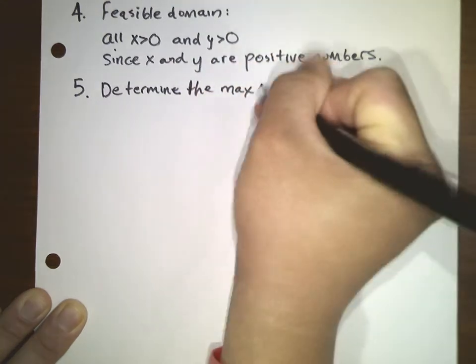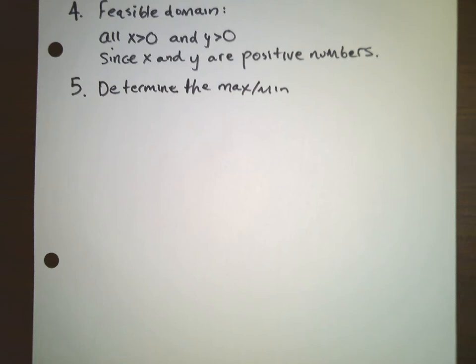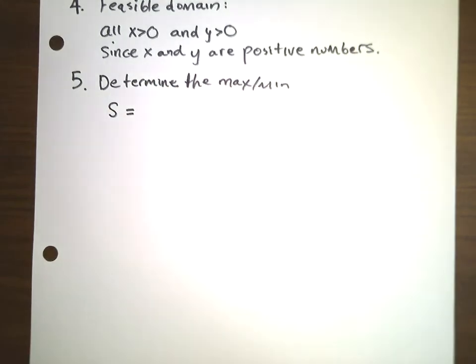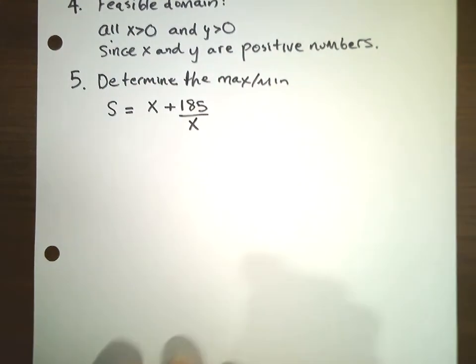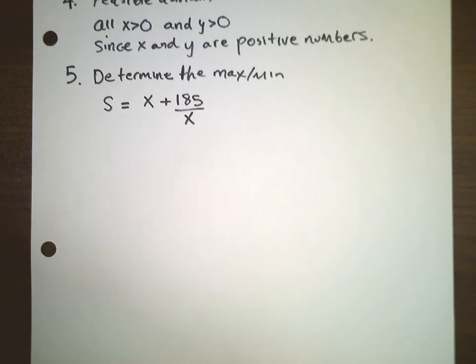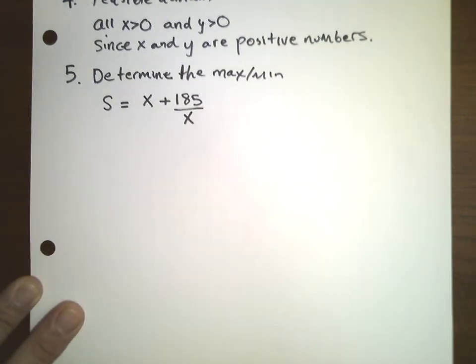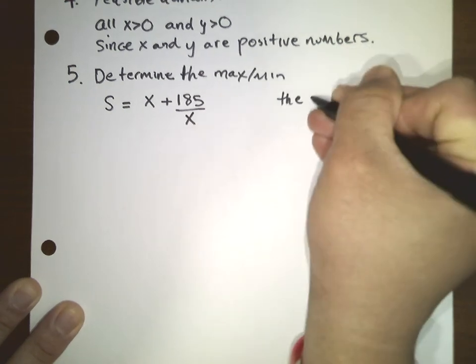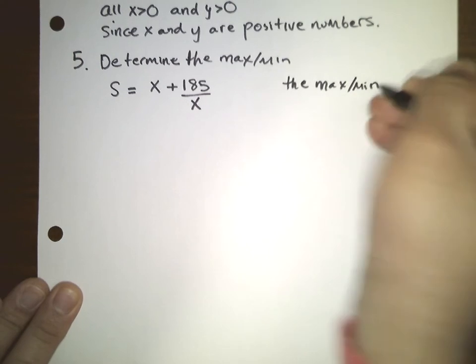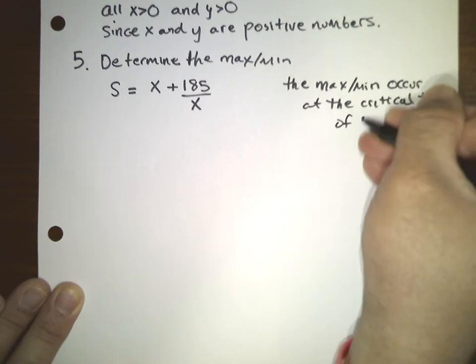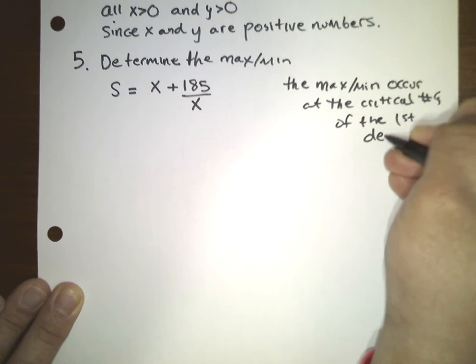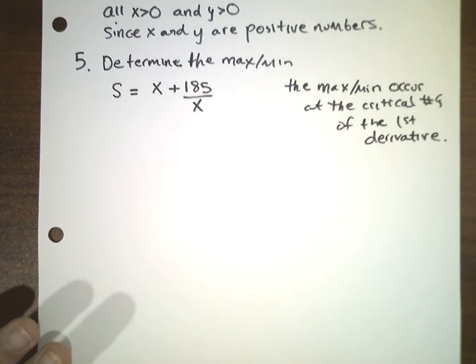So now let's just determine the maximum or minimum using calculus techniques. So how are we going to do that? Well, I remember that S was equal to, in terms of x, x plus 185 over x. And so if we want to find the maximum or minimum, remember that the maximum or minimum occur at the critical numbers of the first derivative. All right, so the function doesn't have to have any maximum or minimums, but that's where they would occur.